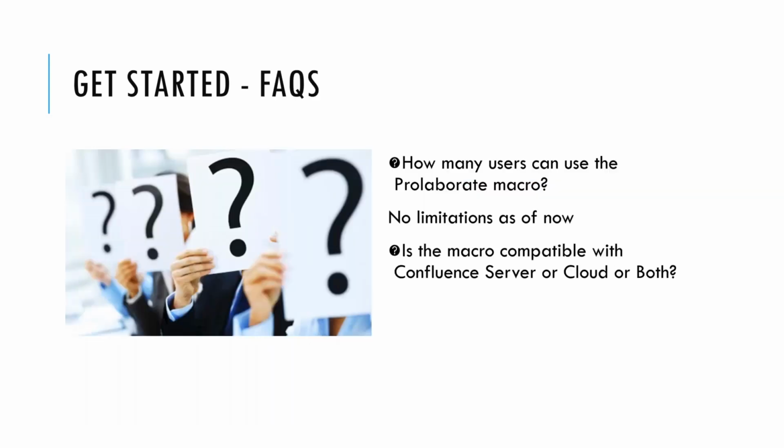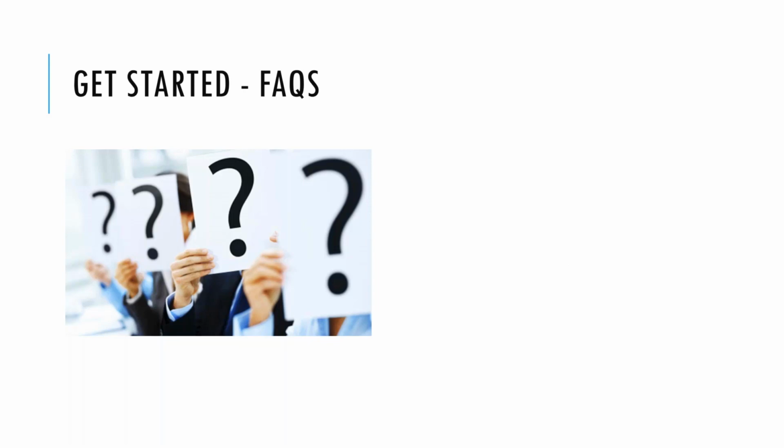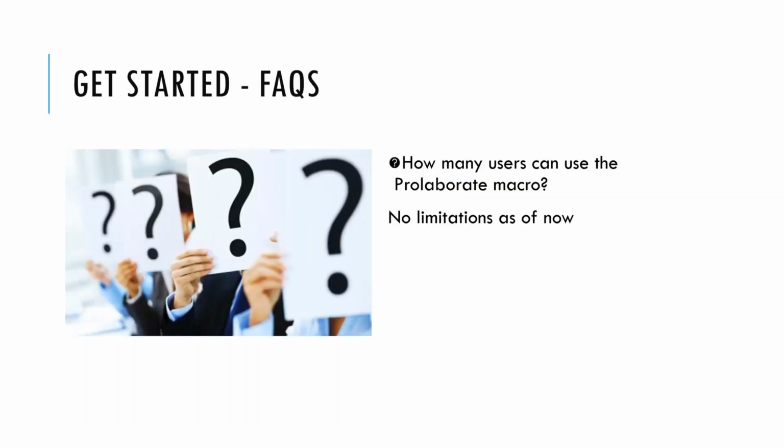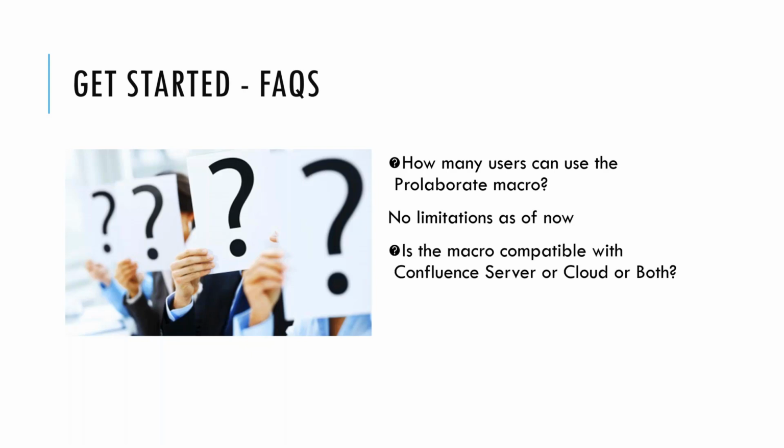Okay, important FAQs. Again, getting started. You said 10 licensed users and the add-ons. Does it really mean only 10 Confluence users can use it? No. As of now, there are no limitations for the macro. Any number of viewers, and any number of EA users who are embedding information, can use that macro to take the model information to a wide range or a huge number of Confluence audience.